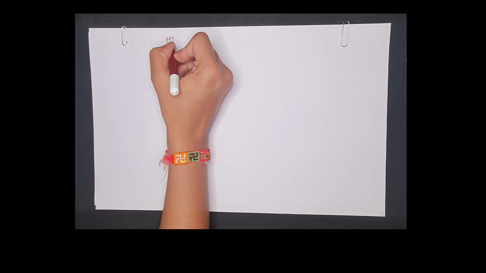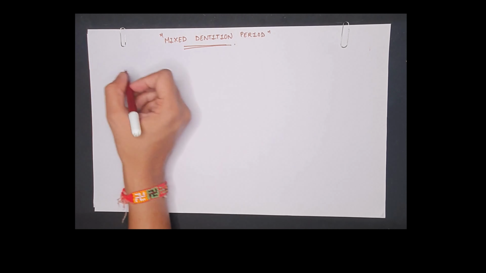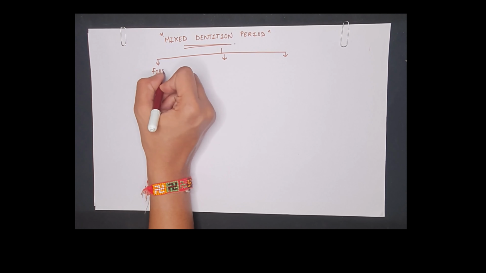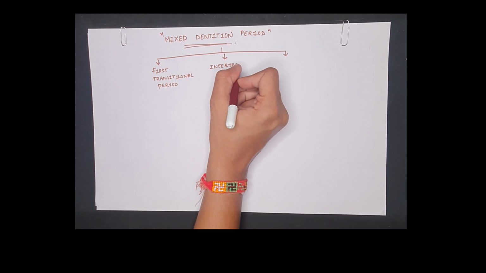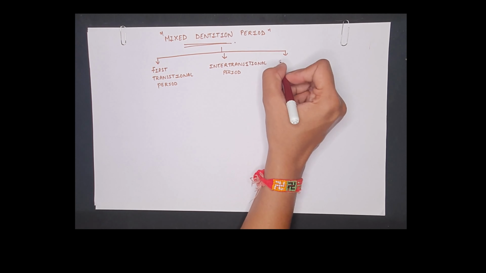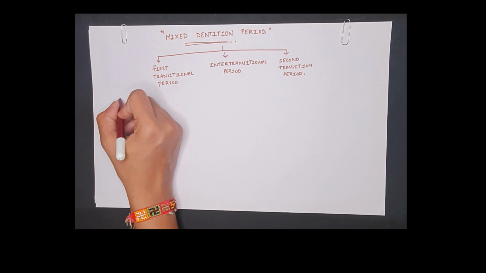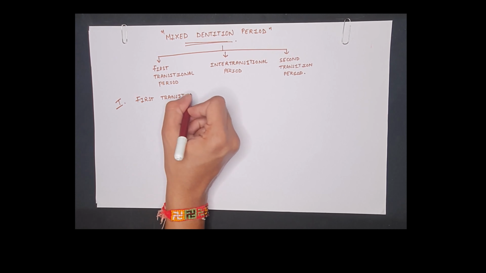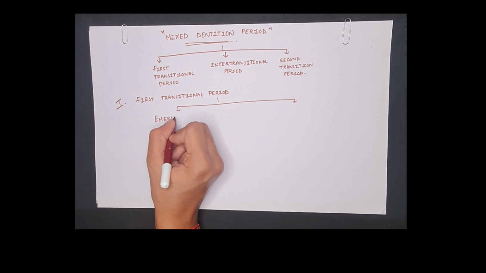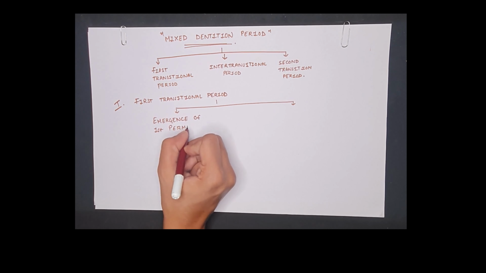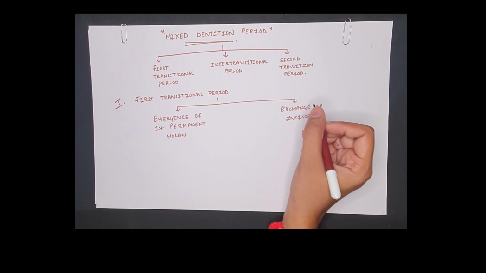Now let's discuss the mixed dentition period, the period during which both primary and permanent teeth are present in the mouth together. There are three periods in this: the first transitional period, the intertransitional period and the second transitional period. To begin with, we'll discuss the first transitional period. This is characterized by the emergence of first permanent molars and the exchange of deciduous incisors with permanent incisors.